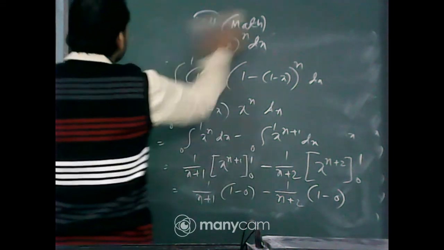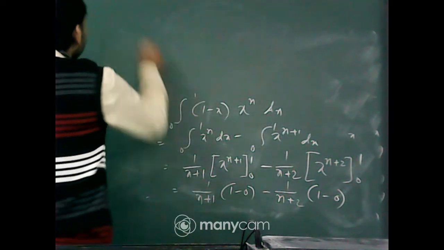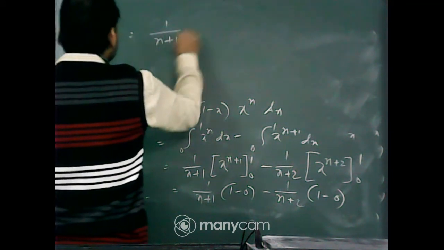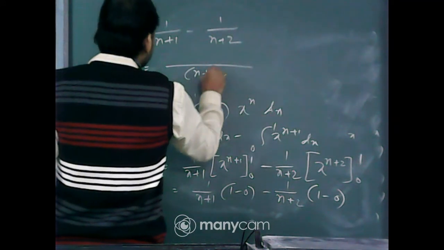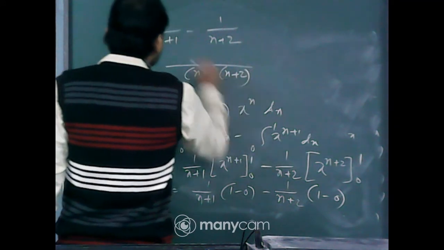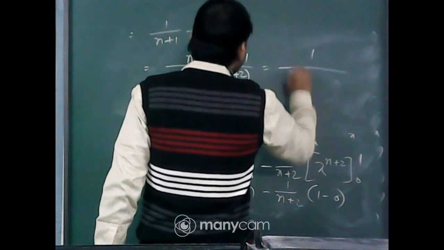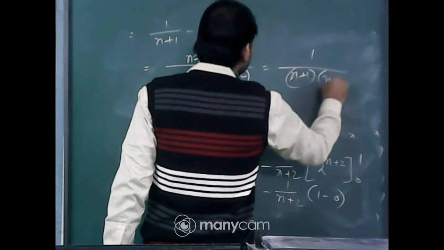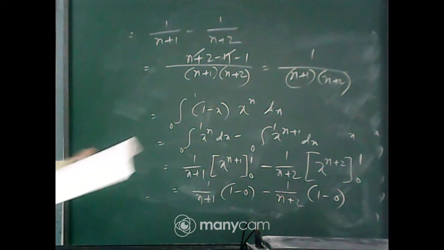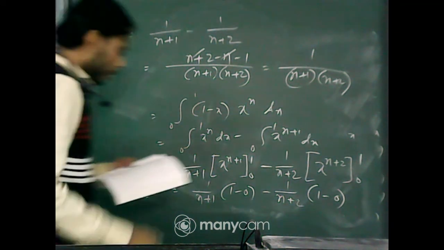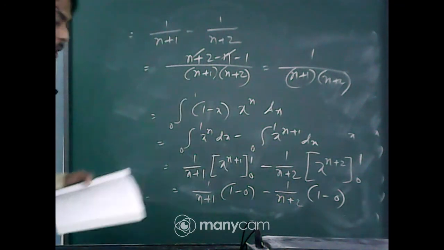I am erasing the upper portion. So it will be 1 by n plus 1 minus 1 by n plus 2. So the denominator n plus 1 into n plus 2. Numerator n plus 2 minus n minus 1. So simply the answer is 1 by n plus 1 into n plus 2. That is the answer of question number 7. We will now move on to question number 8.